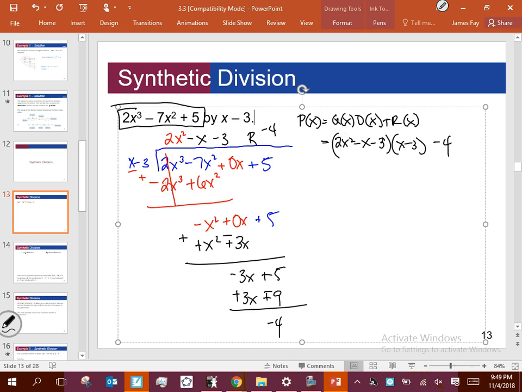Okay, so let's see how this works with what we call synthetic division. If you remember, synthetic division is just a shortcut for this process. You put in your coefficients only. So I have 2, negative 7, 0, and 5. I need that 0 in here because we are losing all understanding of variables, and it'd be really hard to see what's going on if I don't have that placeholder.